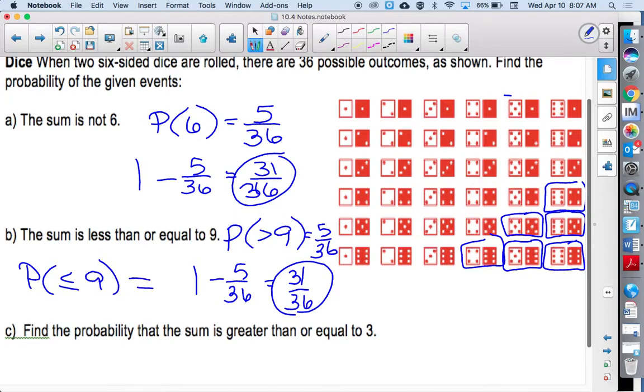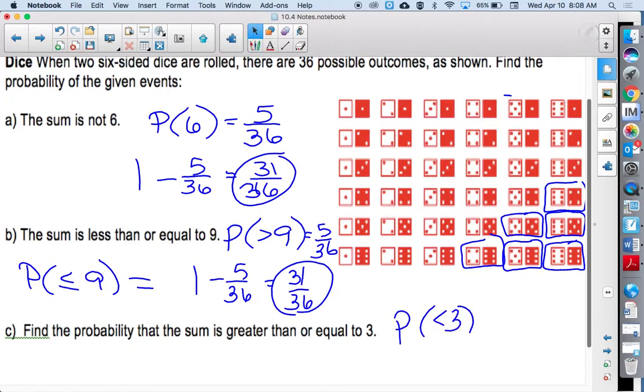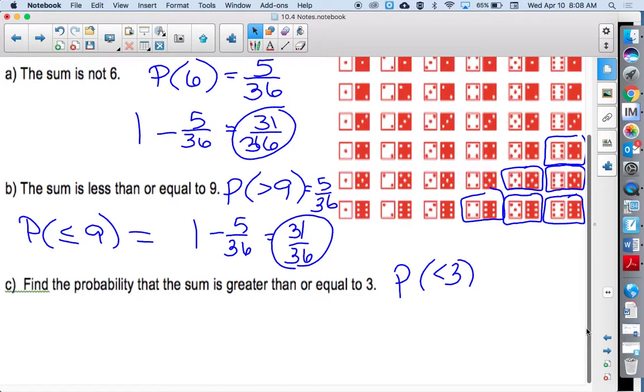So say we go to the last one on this page. Find the probability that the sum is greater than or equal to 3. So again, think if it's greater than or equal to 3, it's probably easier to find the sum that is less than 3. You can always find the opposite, but you're just counting more. So I'm working on just finding the opposites of what the question is asking for.